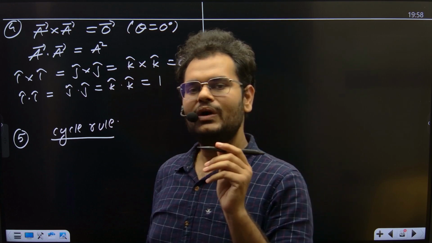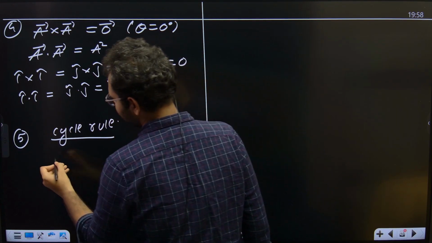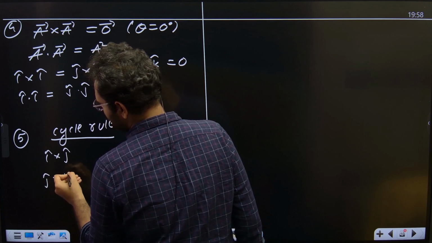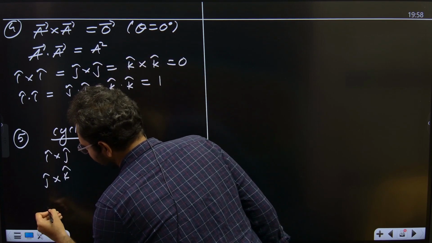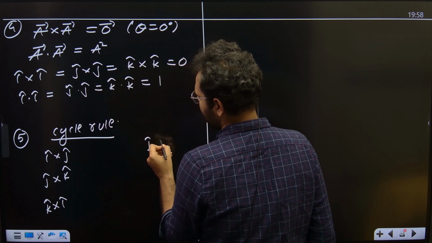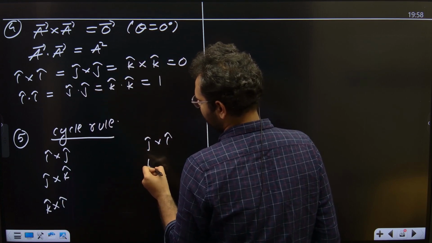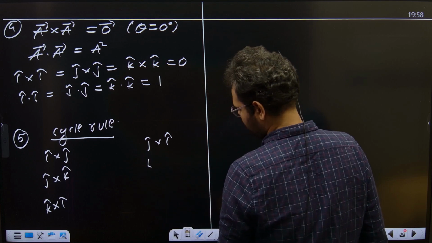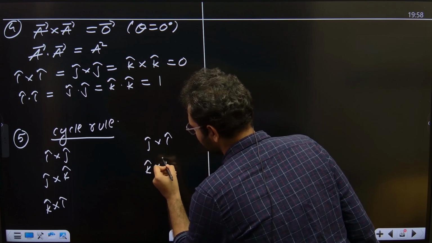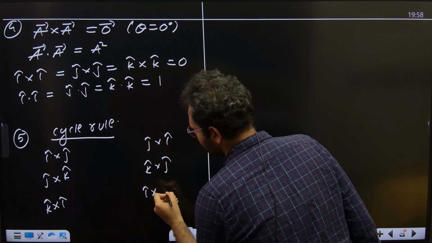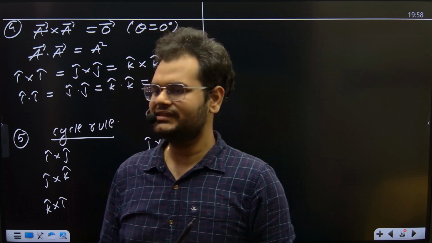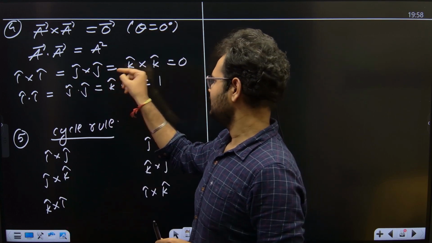If I want to do I cross J, I want the result of this. I cross J, J cross K, K cross I, then J cross I, K cross J, and I cross K. Sir, why do you want the result? I want the result because I cross I, J cross J, K cross K is 0.